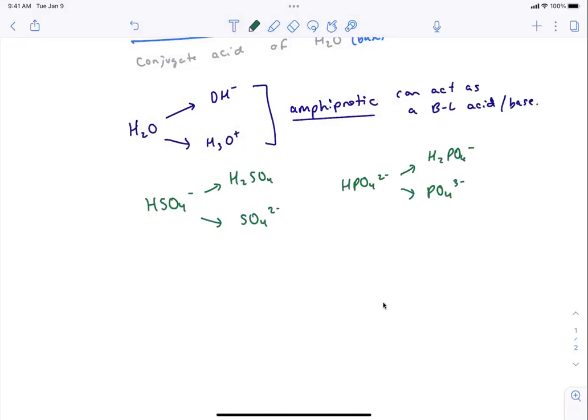So there's several different examples of amphiprotic species that I wouldn't memorize, but do be able to recognize: can it gain or lose a hydrogen? Yes, Marina.